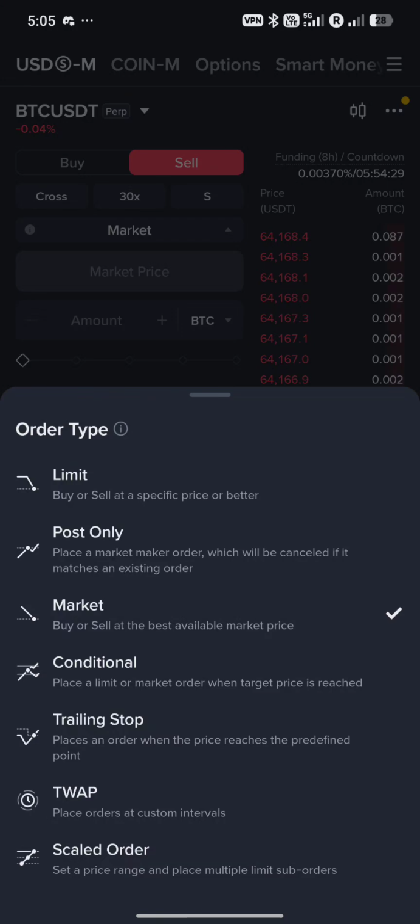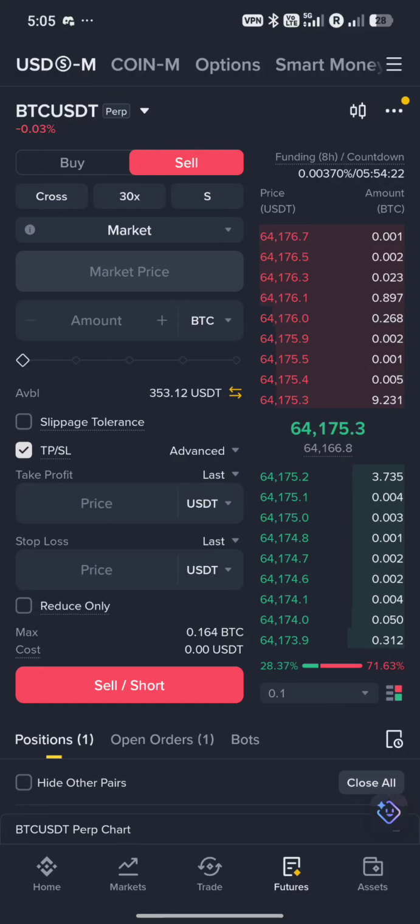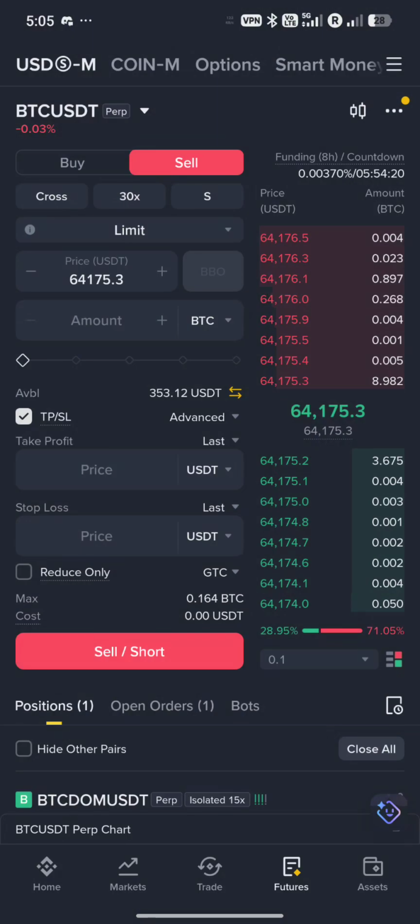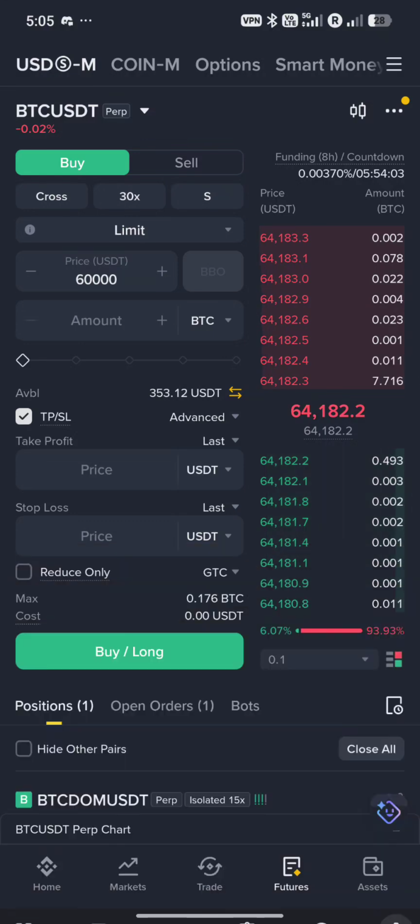What you need to use here as a beginner, don't bother yourself too much, just know how to use limit and how to use market. Now for limit, let's assume I want to buy this particular Bitcoin now. It's currently at 64,000. I can put a limit. Limit is basically pending your trade.